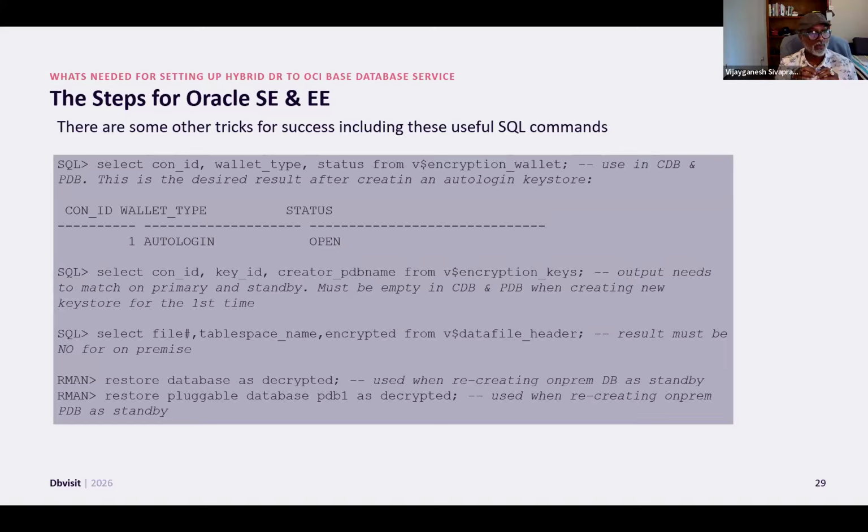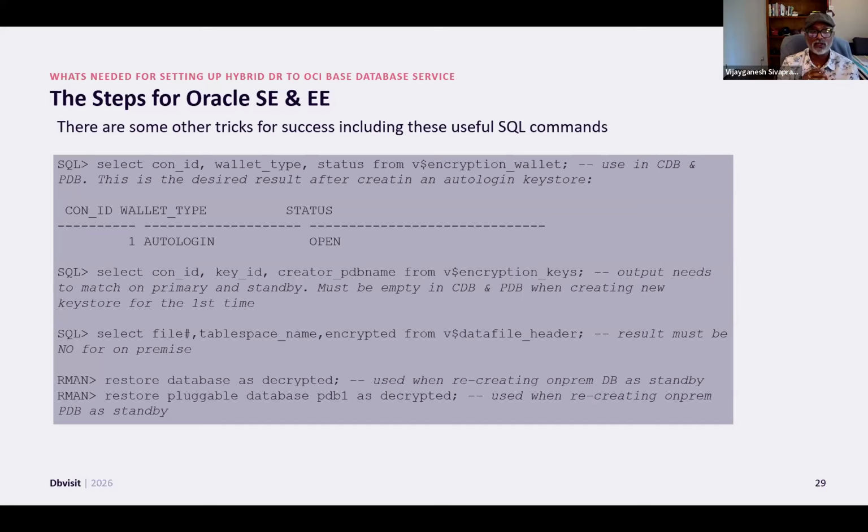And the third query, that is file hash and table space name, this particular from $V data file header will ensure that your on-premise environment, all the table space and data file are not encrypted, because it should show no for your on-premise and it should show yes for your OCI DBCS environment.